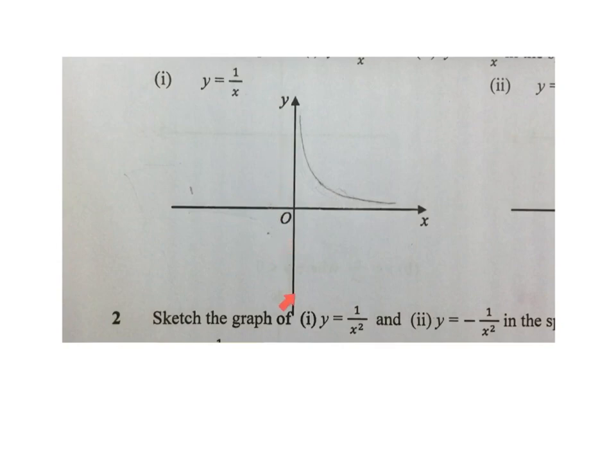With x equals 0 and y equals 0 as the asymptotes, this part of the curve will get nearer and nearer to the x-axis. This part of the curve will get nearer and nearer to the y-axis.